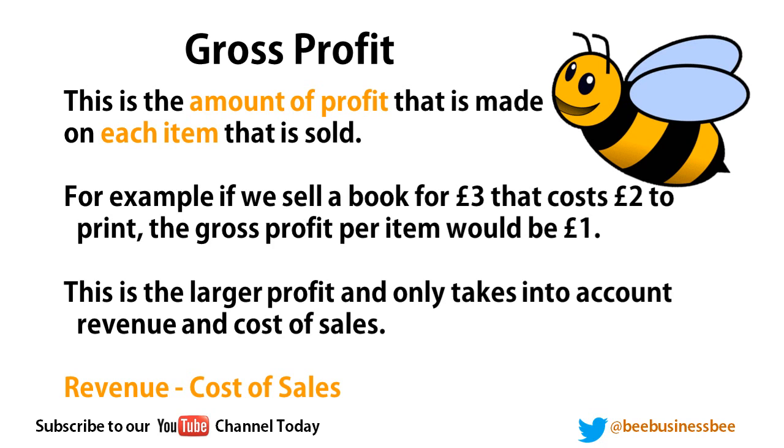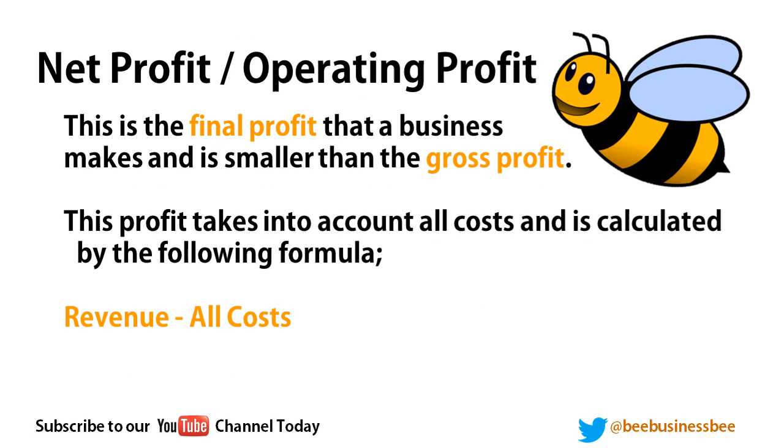At this point, you should not be making a loss, because this is how much you make on every item you sell. Now, the next type of profit is what's called net profit or operating profit. This is the final profit that a business makes. This is the one you see. This is typically the smaller figure. This also could be a loss.